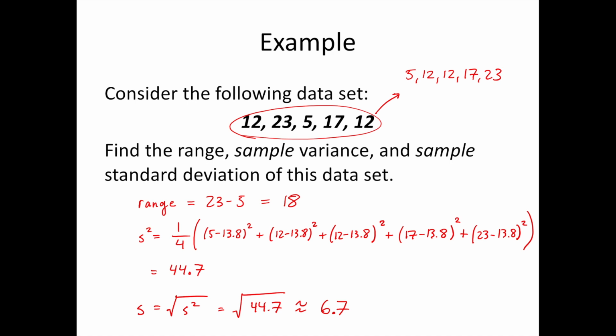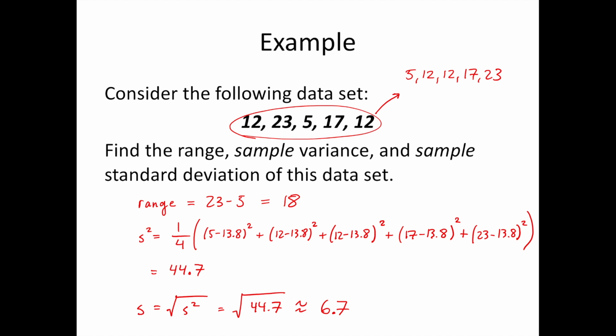Next, to calculate the sample variance, I have 1/4, so that is the divide by n minus 1. There's 5 data values, so I divide by 4 instead here. So I just pull that out front. And now in the large parentheses, I have a sum of squared deviations.